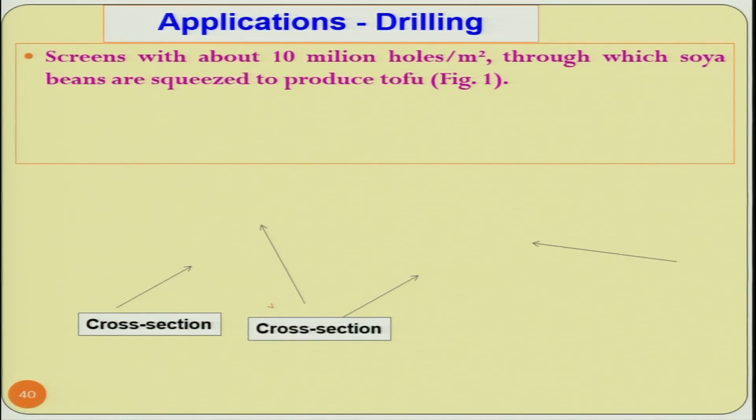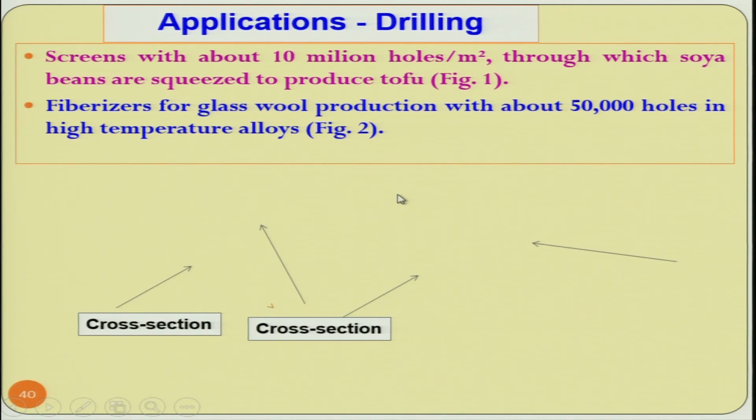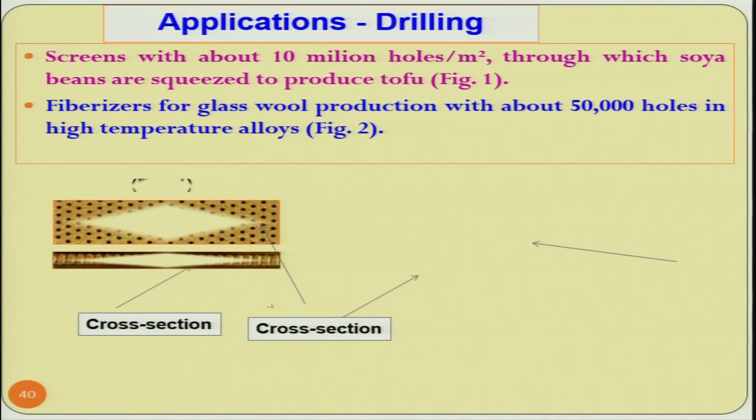Screens with about 10 million holes per meter square through which soya beans are squeezed to produce tofu. We will show you the figure. Fiberizers for glass board production with about 50,000 holes in high temperature alloy is feasible by this particular process. Now, please see it carefully.